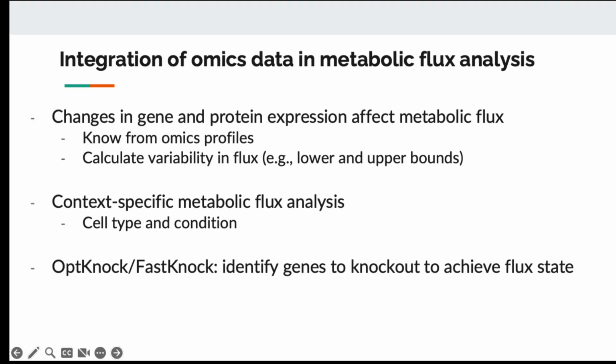And with bioinformatics data, you can also model the metabolic flux or metabolic pathway in a cell type specific or condition specific manner, because different cells are going to have different levels of gene expression, and different levels of gene expression can affect the level of enzymes that are being produced. So for example, there are studies called optimal knock and fast knock. And so from the name, you can probably guess.